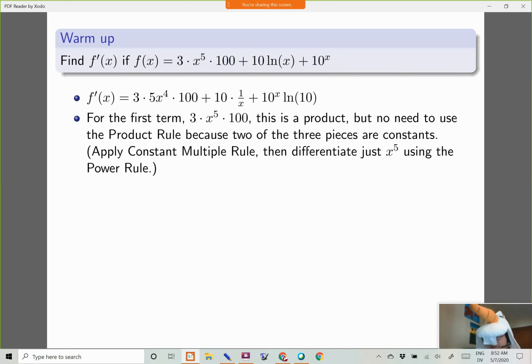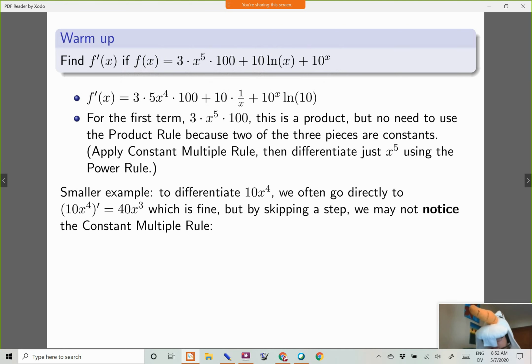I want to be really careful today about this business of the constant multiple rule, because I say this phrase often enough, but sometimes people are like, what do you mean? So I want to be careful about this by saying, here's a smaller example. Even when we differentiate 10x to the fourth, often we just jump right away and multiply the 10 and the 4 directly, automatically, and just say that the derivative is 40x to the third. That's fine. That's correct.